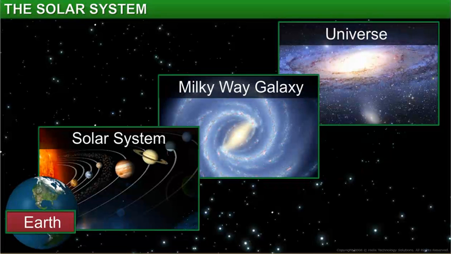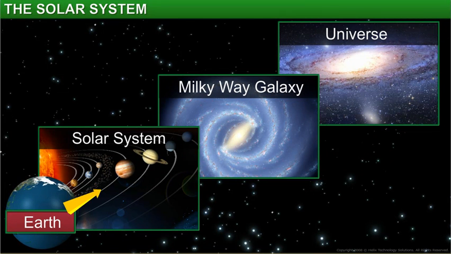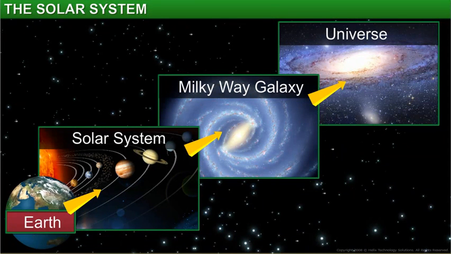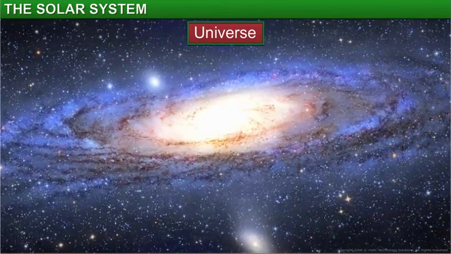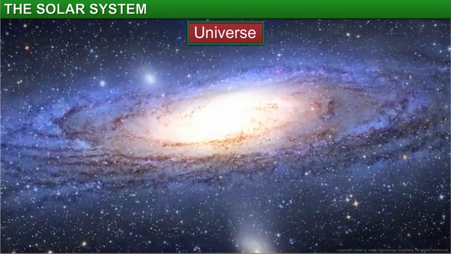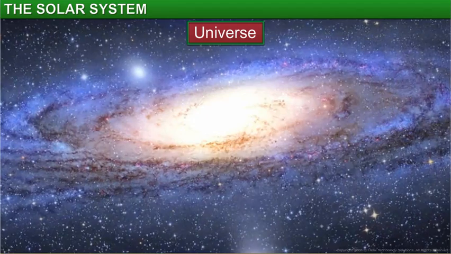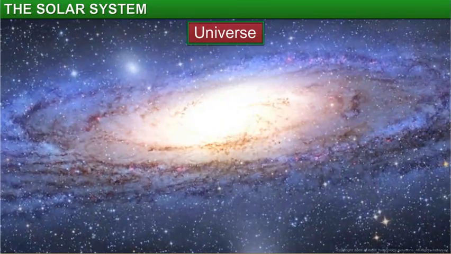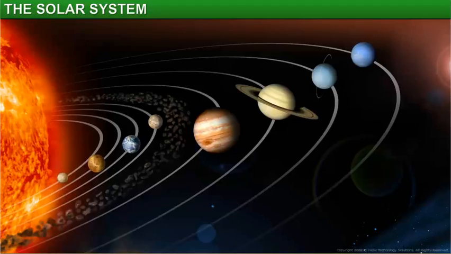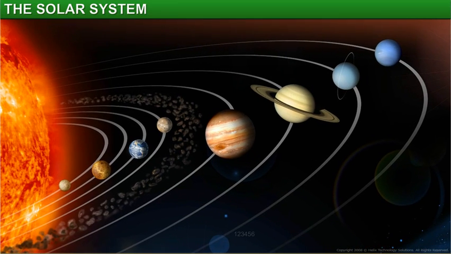So, now we know our place in the universe. Our planet Earth is a part of the solar system, which belongs to the Milky Way galaxy. The Milky Way galaxy is a part of the larger universe. The universe is very, very big. Its size cannot even be imagined. It is limitless. Now let us understand our solar system in detail.